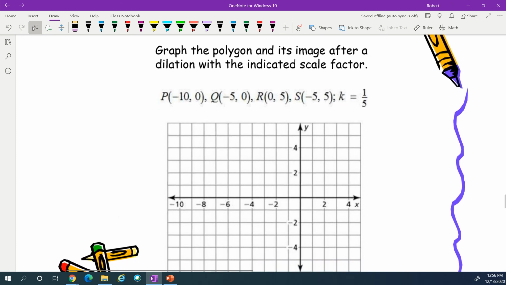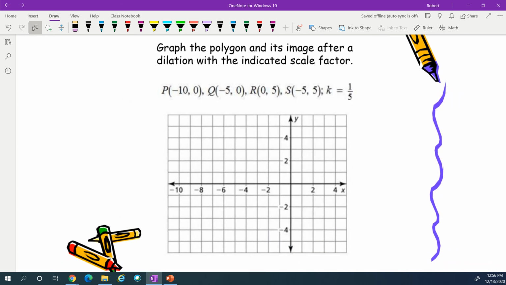Let's try another one. Look at our scale factor here. It's 1/5. So we're expecting a reduction. Again, we're going to graph the original. In this case, it's a quadrilateral. -10, 0. -5, 0. And of course, we should label our points. So that's P and Q. R is at 0, 5. And S is at negative 5, 5.